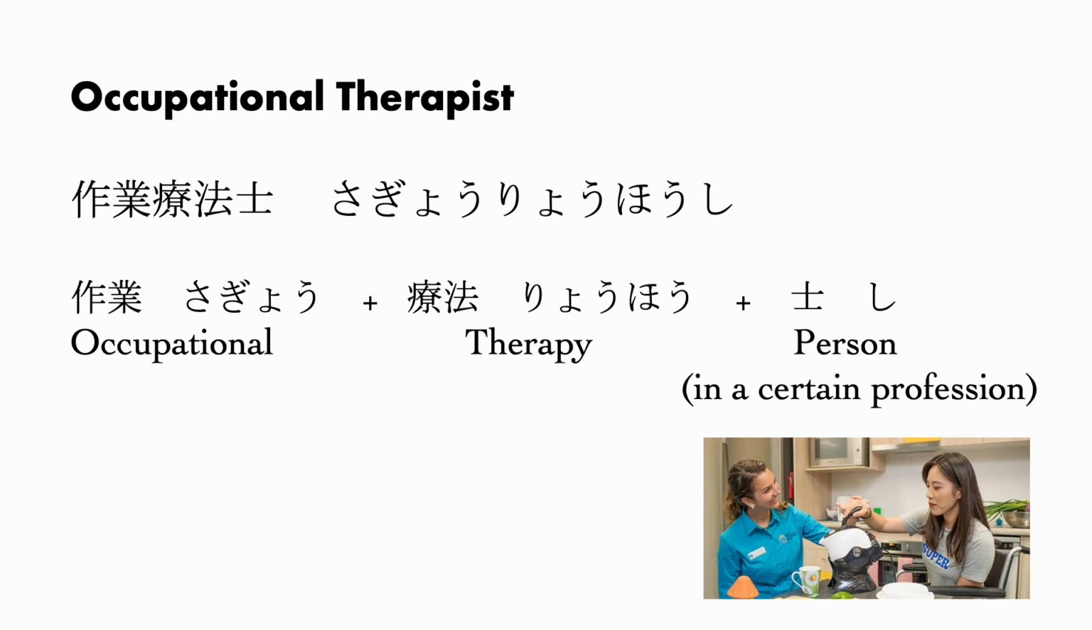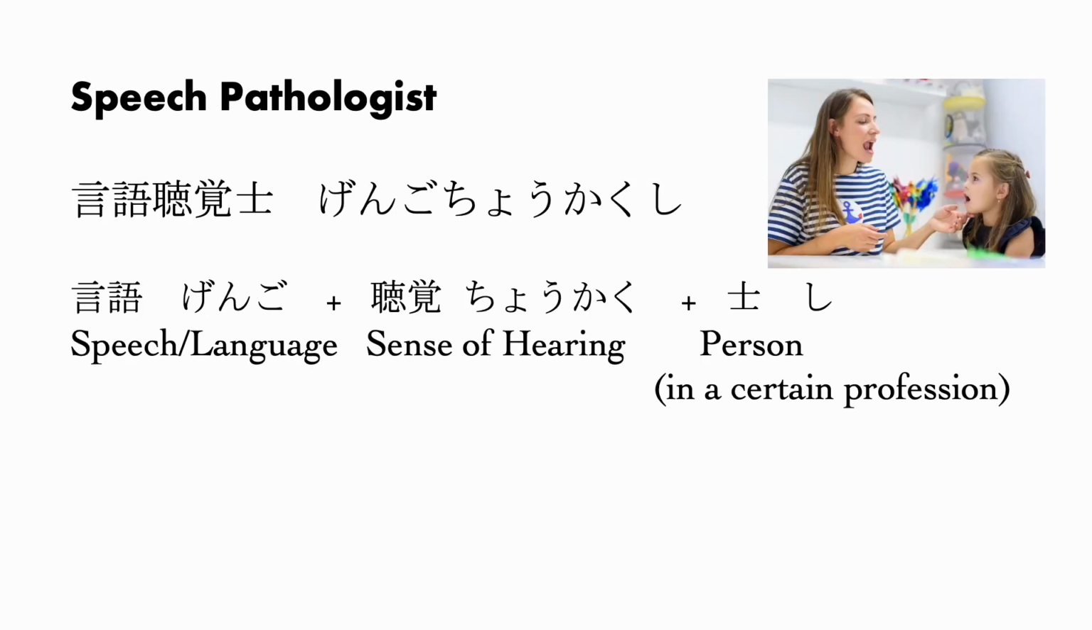Next we have occupational therapist, and the word for that is 作業療法士. Breaking the word down, we have 作業, which means occupational, 療法, which we've covered meaning therapy, and shi, meaning person of a certain profession, together making occupational therapy person, or 作業療法士, which means occupational therapist.